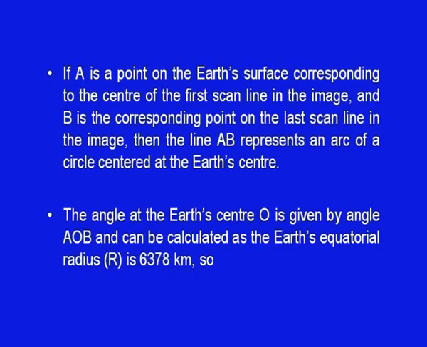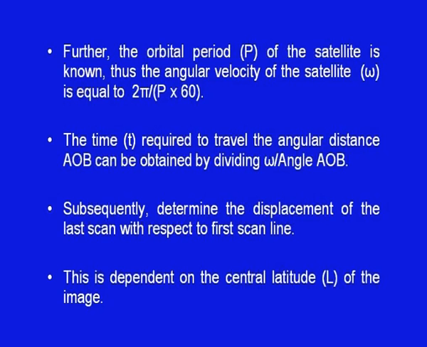The angle at the Earth's center O is given by the angle AOB and can be calculated using the Earth's equatorial radius, which is 6,378 kilometers. Further, the orbital period P of the satellite is known. Thus, the angular velocity of the satellite omega is equal to 2 pi divided by P multiplied by 60. The time t required to travel the angular distance AOB can be obtained by dividing the angle AOB by omega. Subsequently, we can determine the displacement of the last scan with respect to the first scan line. This is dependent on the central latitude L of the image.